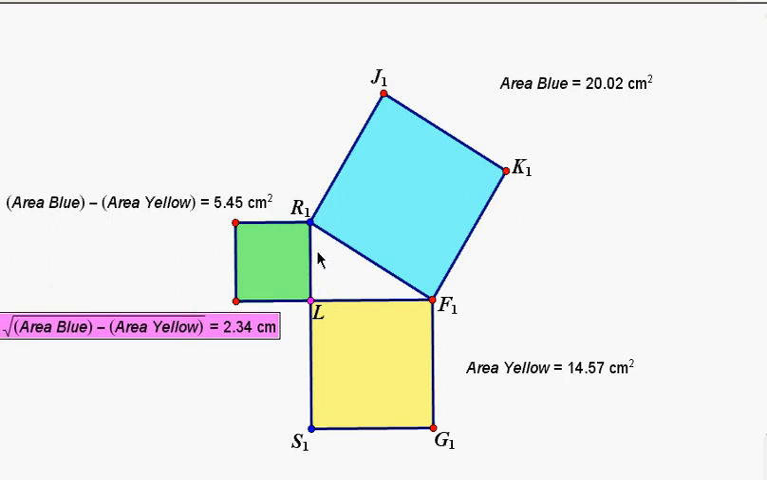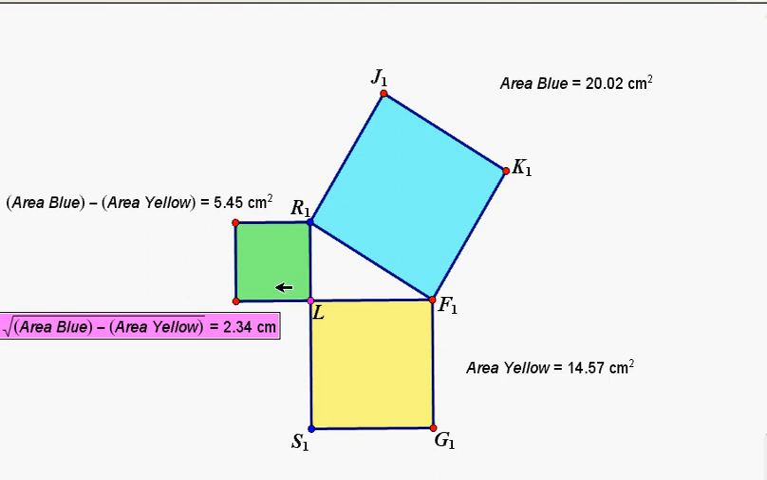So this length here from L to R1, which is the line that I was looking for, has a length of 2.34. And 2.34 times 2.34 gives me 5.45 square centimeters. So my original question, what is the distance from L to R1? And now I know, 2.34 centimeters.